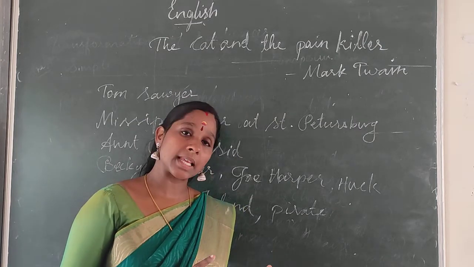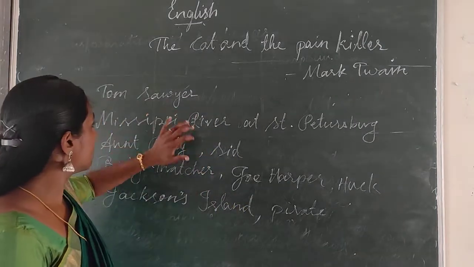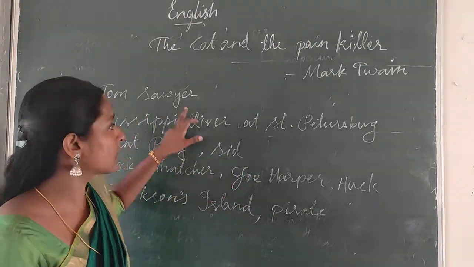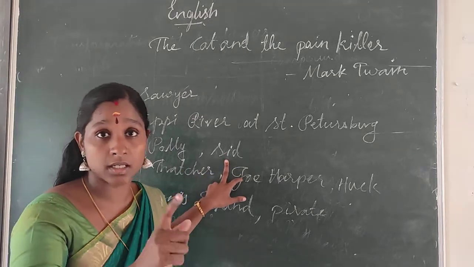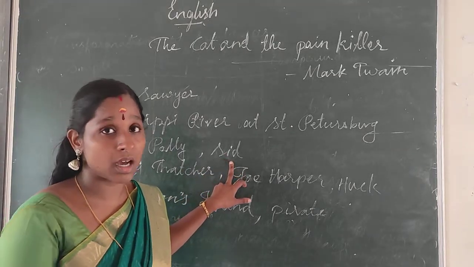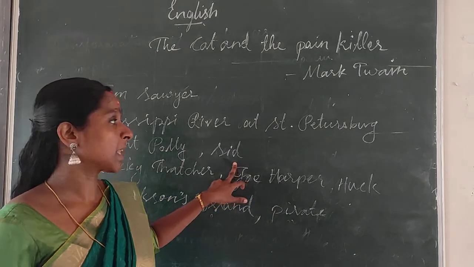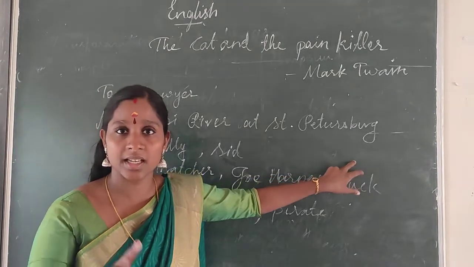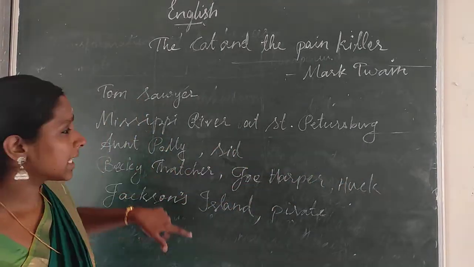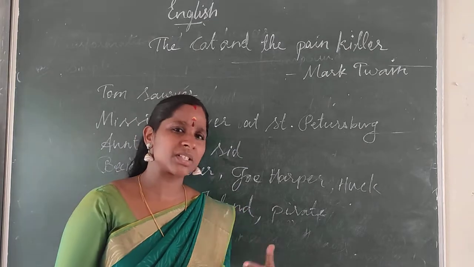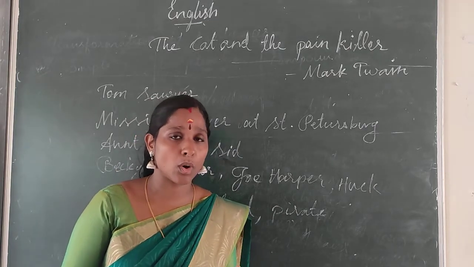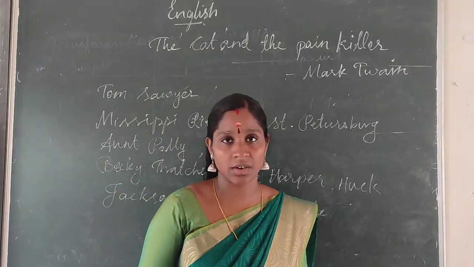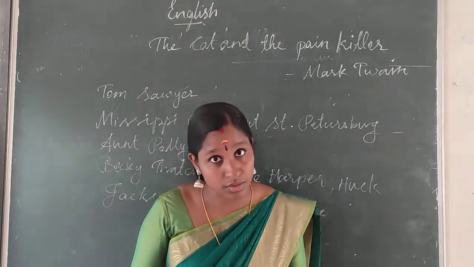Clear? So here the main characters are Tom Sawyer, who has a brother, Sid is his name, and Aunt Polly. He has an aunt and a brother, Sid. Then he lives by the Mississippi River at St. Petersburg. There he lives. Fine. Then he has 3 friends, right? He's a mischievous guy. Tom is a mischievous boy. Going to school is not his cup of tea. He doesn't like to go to school, right?